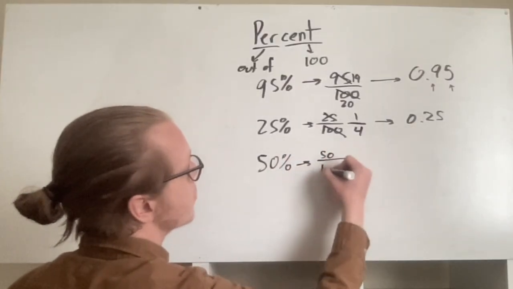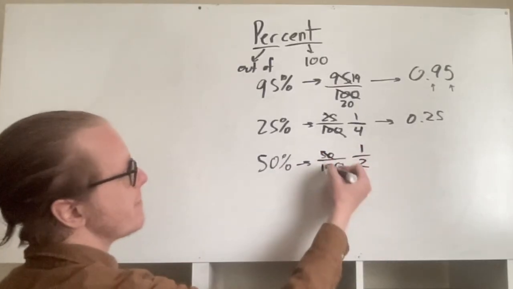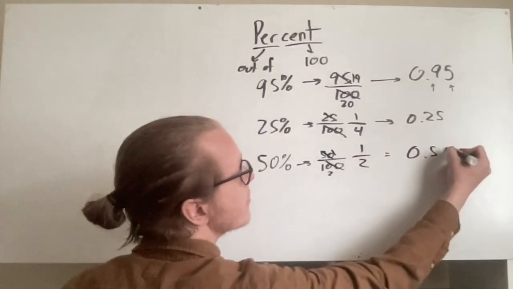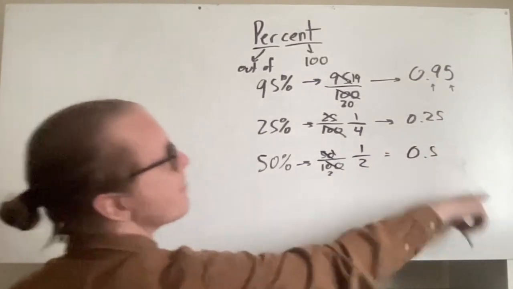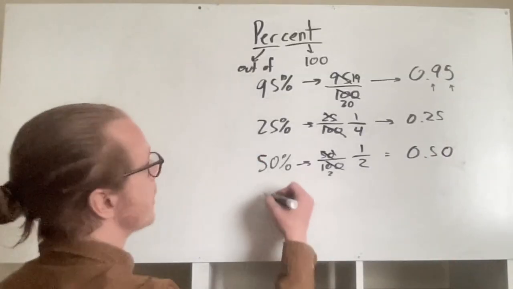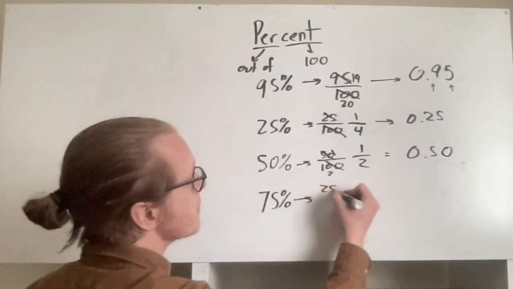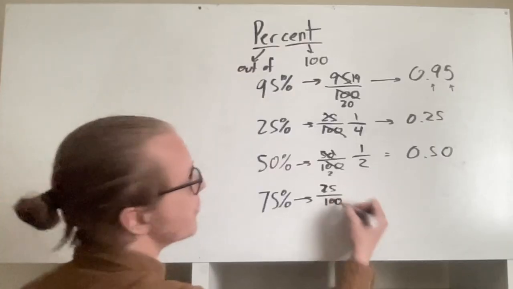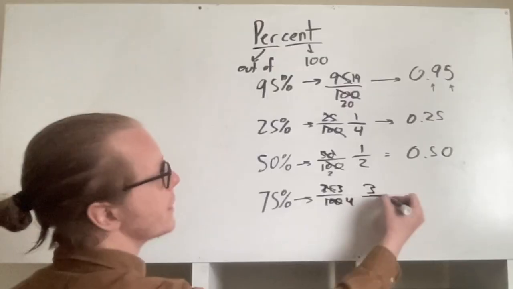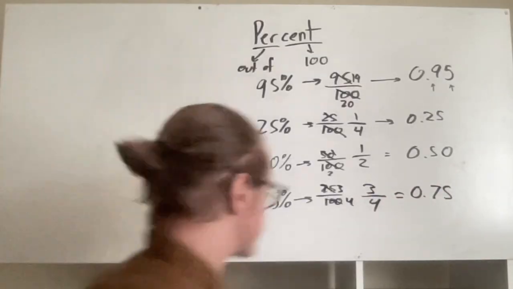50% is 50 out of 100, or 1/2, right? We divide by 50. As a decimal, 0.5, but I'll put the 0 here in the hundredths place just to make it clear. And then 75%, it's good to have in mind. 75 out of 100. Well, we divide by 25. This goes 3 times, 4 times. So 3/4, or 75 hundredths.